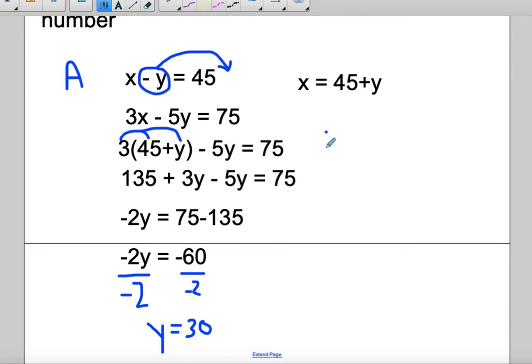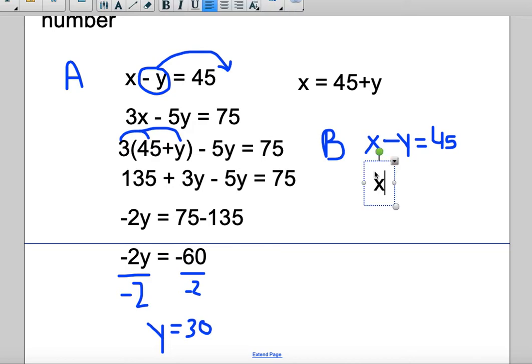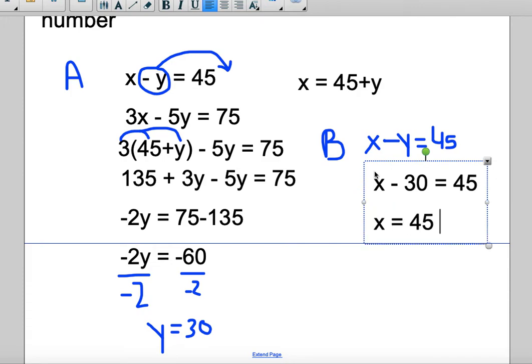Then we're going to solve for the second variable by subbing 30 into an equation. So I'm going to use the top equation because it's a little bit simpler to work with. x minus y equals 45. x minus 30 equals 45. x equals 45 plus 30 when I rearrange, and a final answer of x equals 75.